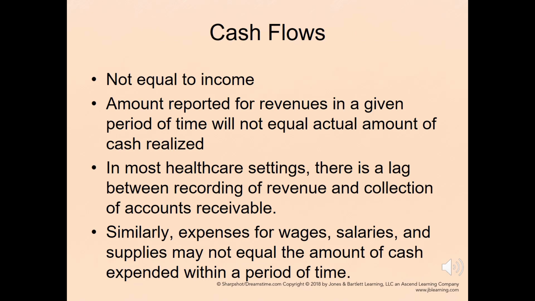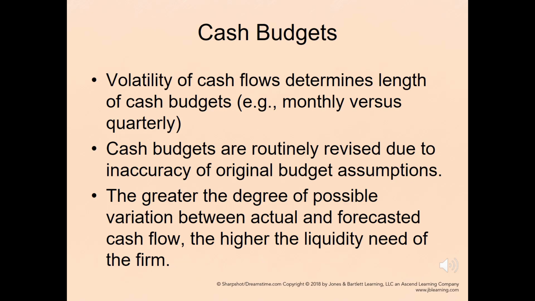The amount reported for revenues in a given period of time will not equal the actual amount of cash that's realized. In most healthcare settings, there is a lag between recording of revenue and collection of accounts receivable. Similarly, expenses for wages, salaries, and supplies may not equal the amount of cash expended within a period of time. The volatility of cash flows determines the length of cash budgets, for example, monthly versus quarterly. Cash budgets are routinely revised due to inaccuracy of original budget assumptions.